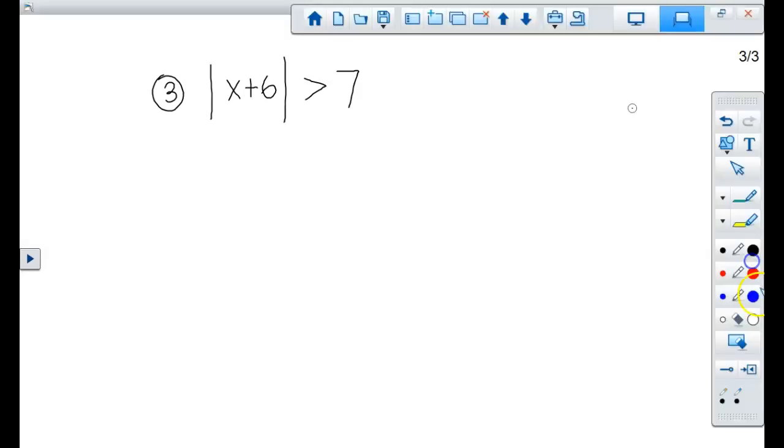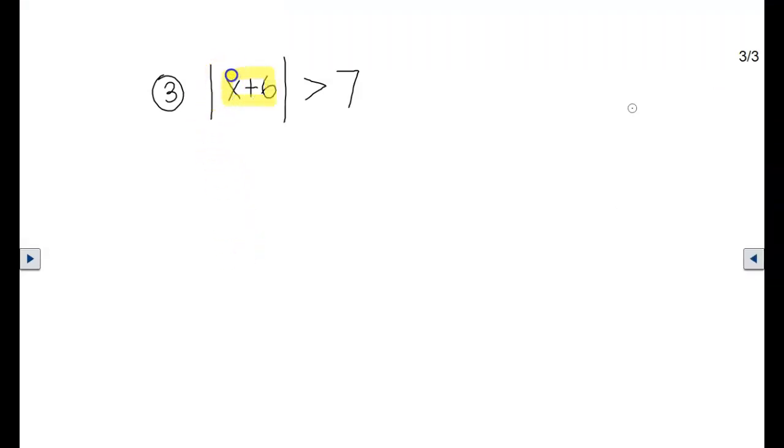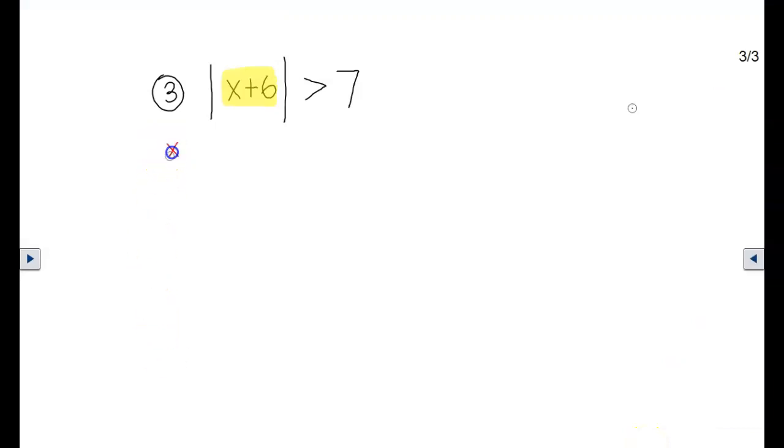Kind of build on what we did in those first two basic problems. All right, in this number 3, what am I taking the absolute value of? The answer is I am taking the absolute value of x plus 6. And what do I know about that absolute value? Well, I know the absolute value of x plus 6 is greater than 7. So what this problem is telling me is that x plus 6 is more than 7 spaces from 0.